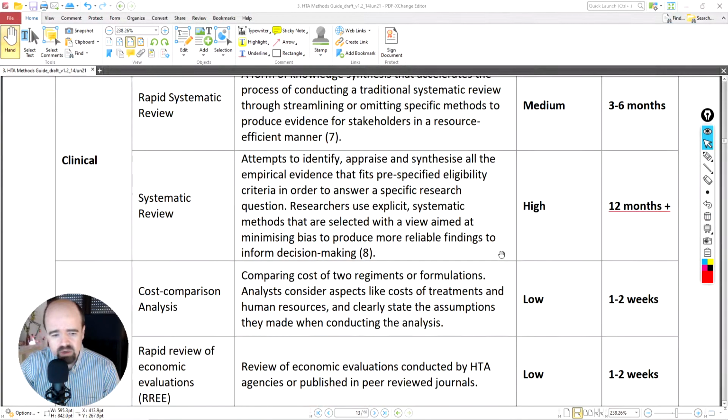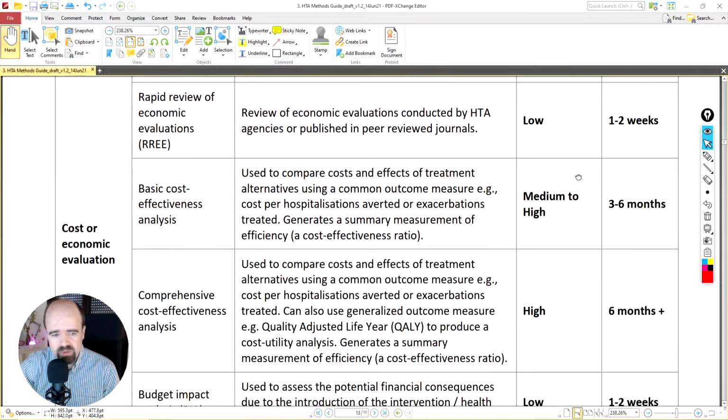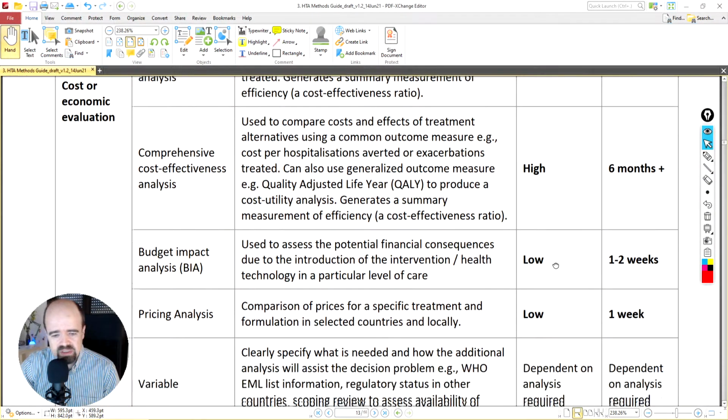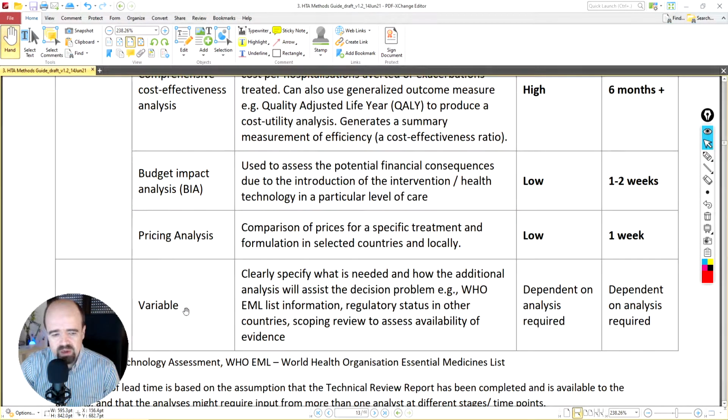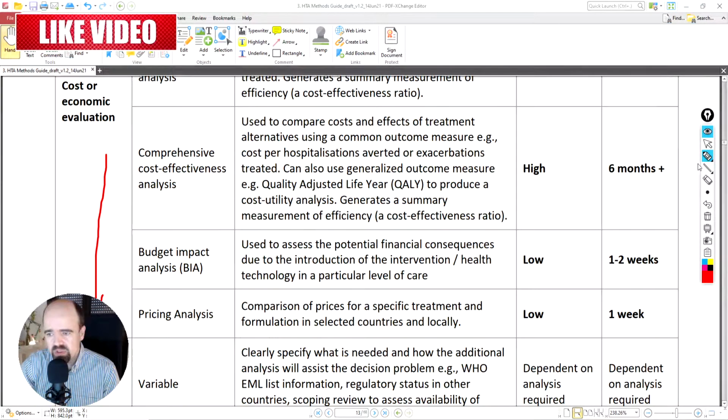A little bit further down are other estimated timelines: cost comparison analysis, 1 to 2 weeks, rapid review of economic evaluations, 1 to 2 weeks as well, basic cost effectiveness analysis up to 6 months, comprehensive greater than 6 months, pricing analysis, and bespoke approach where you're customizing based on variables, budget impact analysis up to 2 weeks. This seems to be a little short in our view. But anyway, these set of services and activities under the health technology assessment system is going to create a significant demand for expertise.